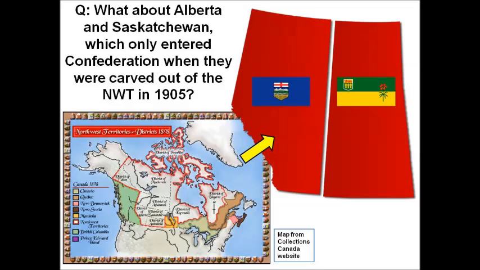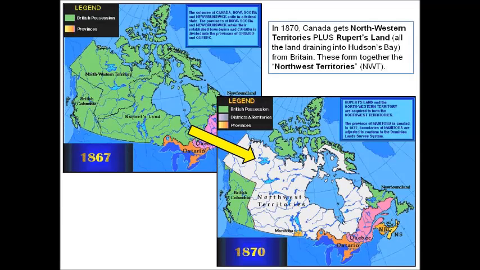You can see on that map that the Northwest Territories is the area highlighted with the red marker. And you can see how prior to 1905, that's what Canada looked like. Northwest Territories was a series of districts. But here's the thing. In 1870, Canada gets, I think I mentioned this to you earlier, Northwestern Territories up at the top there, plus Rupert's Land, and they form the Northwest Territories.